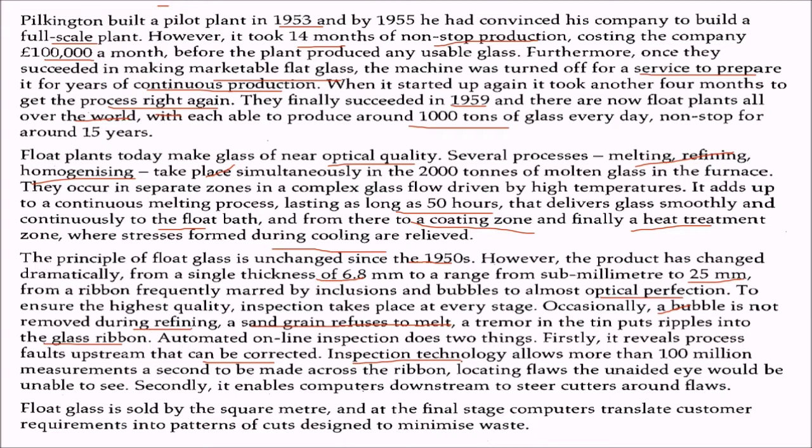Inspection technology allows more than 100 million measurements a second to be made across the ribbon, locating flaws the unaided eye would be unable to see. Secondly, it enables computers downstream to steer cutters around flaws.